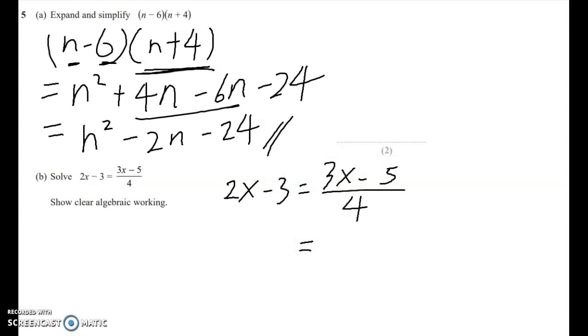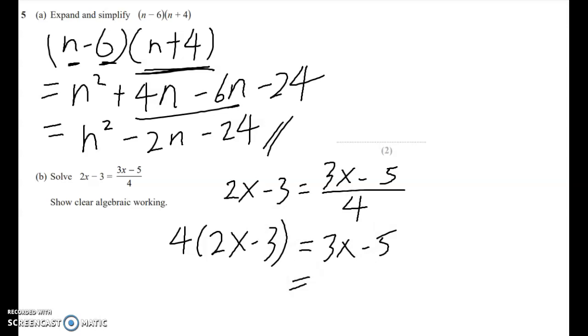And most of the time, I would make it look nicer, not in a fraction format. So on the right-hand side, we have the 4 as a denominator, so I would multiply it across. And on the right-hand side, now I would have 3x minus 5. So essentially what I would do is again expand the bracket. So now here it would become 8x minus 12 and then 3x minus 5.